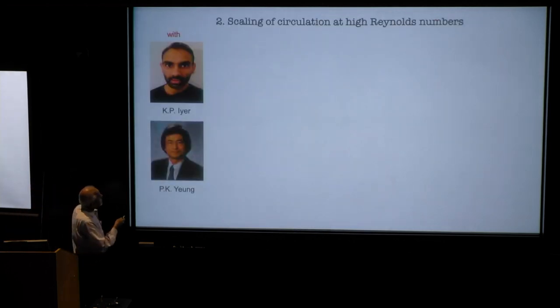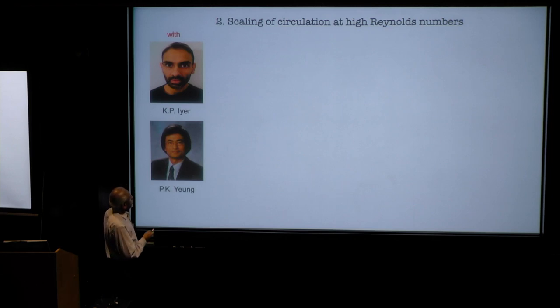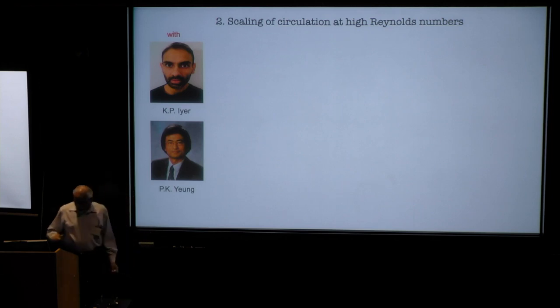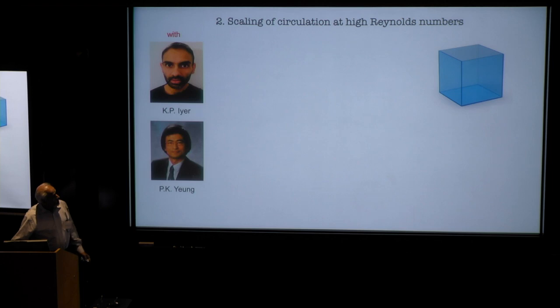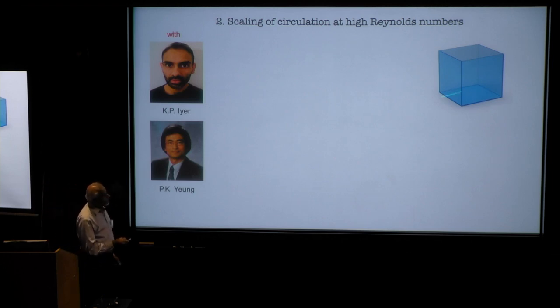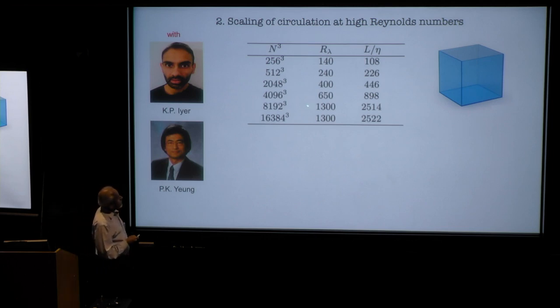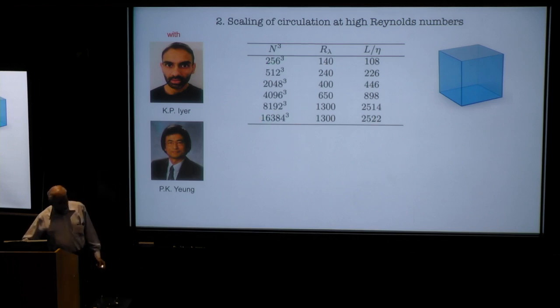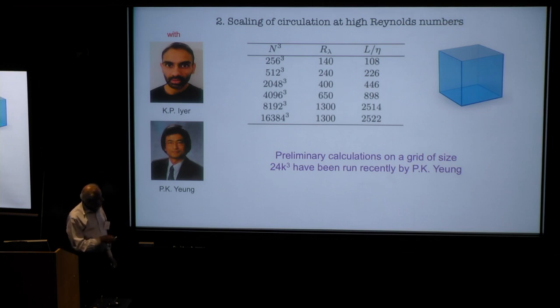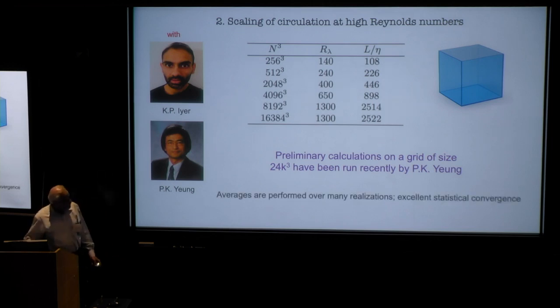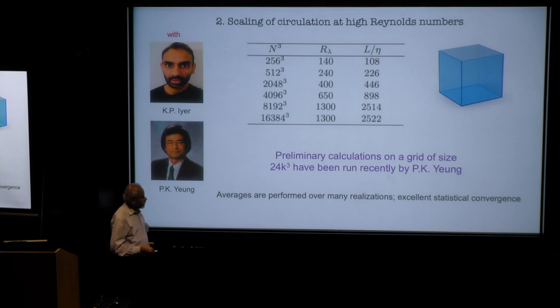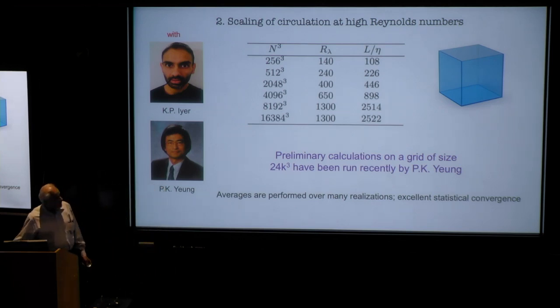So let's talk a little bit about circulation, the next point, high Reynolds numbers. Basically, the data for this comes from box-type turbulence again. And I want to mention to you that the number of grid points in the computational domain goes from 256 cube to 16384. That's a really large computation. And PK has actually gone to 24K cube now. And the averages are performed over many realizations, so you shouldn't worry about the statistical convergence and things like that.